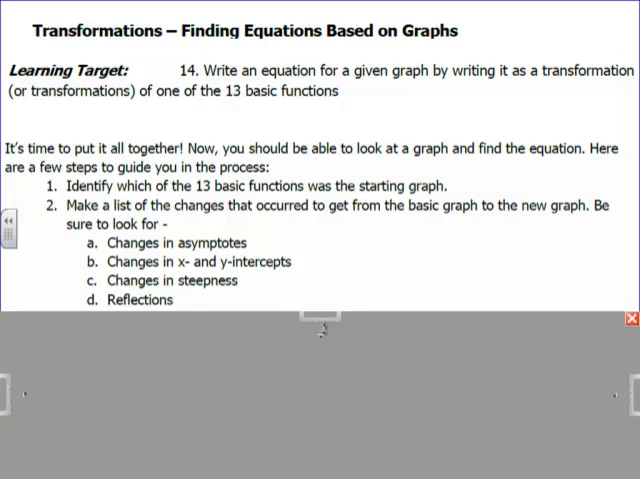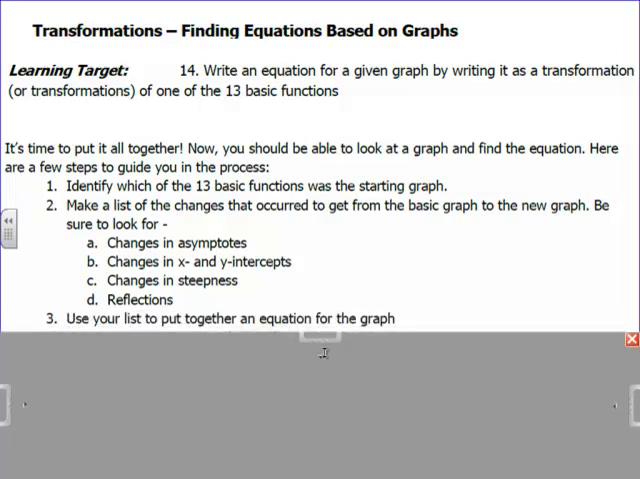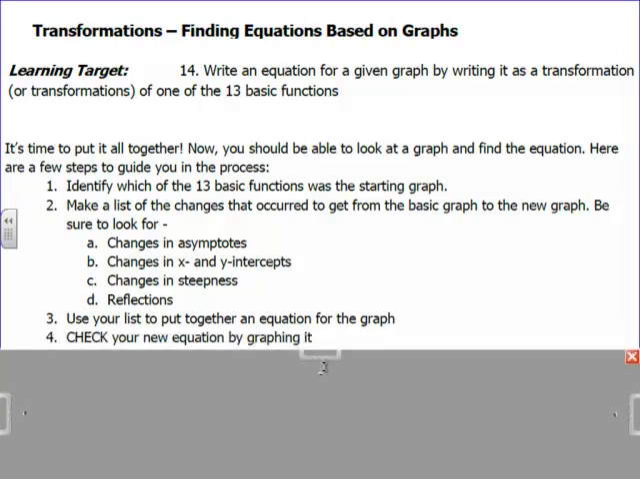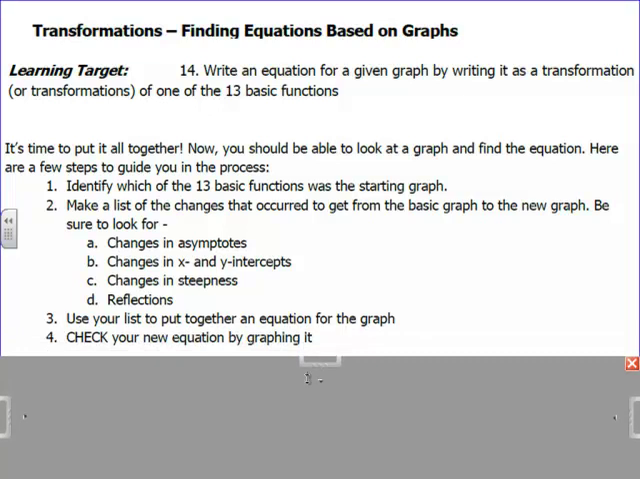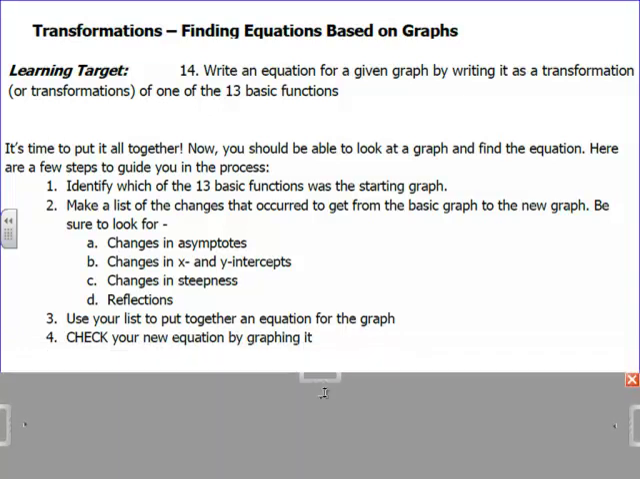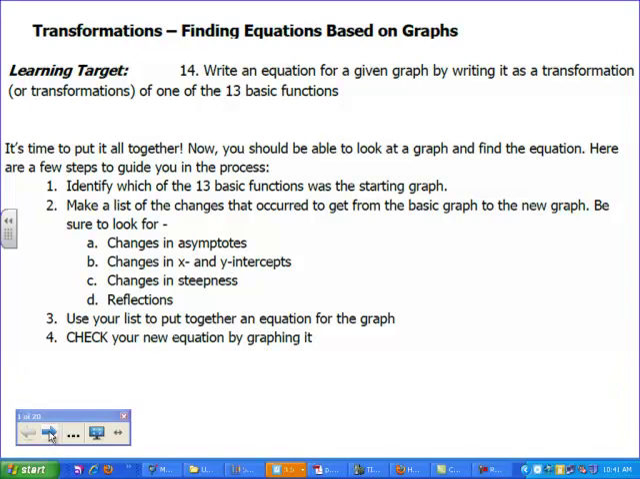Make yourself a list of all of those changes and then try to relate them to what that would mean for the equation. So you use your list, you put together an equation, and finally you're going to check your new equation by graphing it. If your final graph does not match the graph that you are looking at, you know that somewhere you went wrong. So you can go back and check your work and see what you need to fix to make that equation match the original.